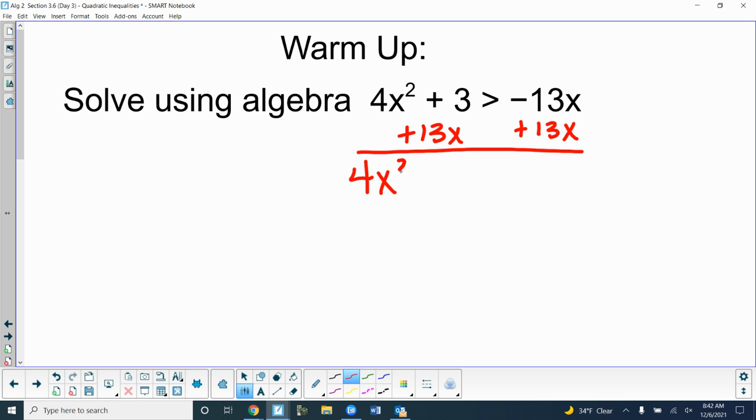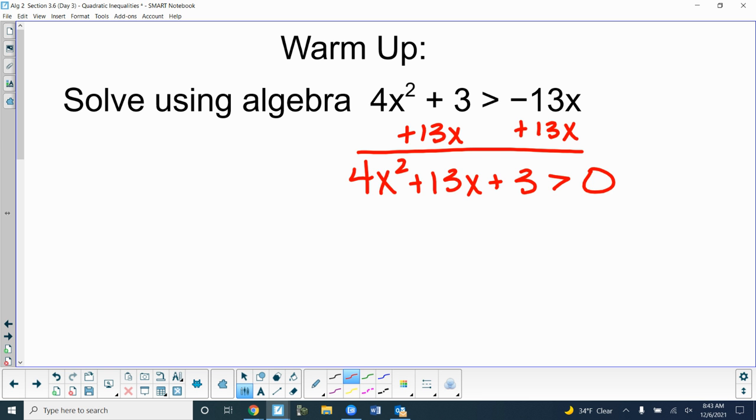So it looks like this. And remember, the 13x would be in the middle. All right? So just like normal quadratic equations, we have to set it equal to 0 when it's a quadratic inequality with one variable like this. We want it greater than or less, whatever the inequality is, but we want it 0.